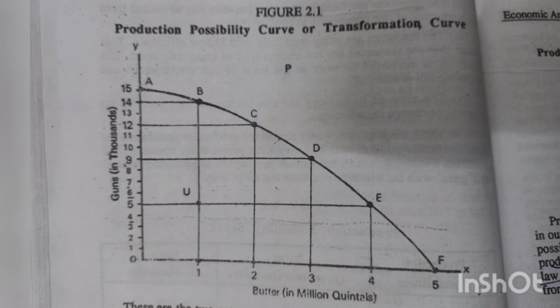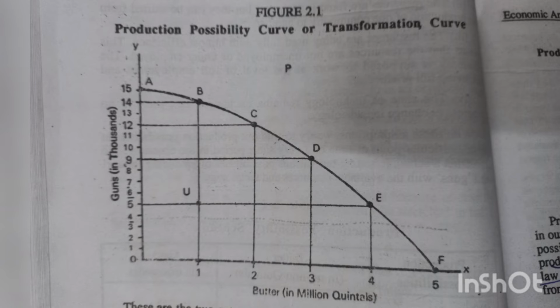We can represent the data or schedule in the graph. On the x-axis, we take butter, and on the y-axis, we take the guns. With the data available in the tabular column, we locate the points A, B, C, D, E, F, and by joining these points, we obtain the production possibility curve.